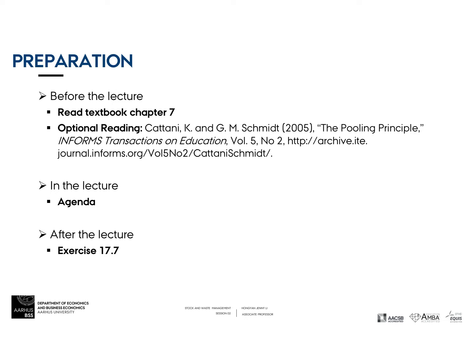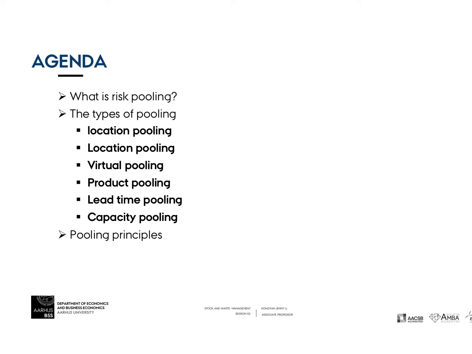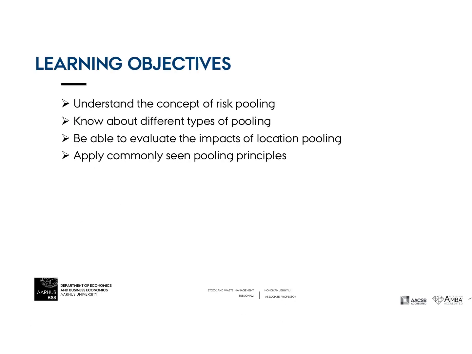Then we see the agenda for this lecture. We first see what risk pooling is, then we talk about different types of pooling: for example, location pooling, virtual pooling, product pooling, lead time pooling, and capacity pooling. Somehow there's one extra entry. So the learning objectives: understand the concept of risk pooling, which we'll talk about later; know about different types of pooling; be able to evaluate the impacts of location pooling; and apply commonly seen pooling principles.